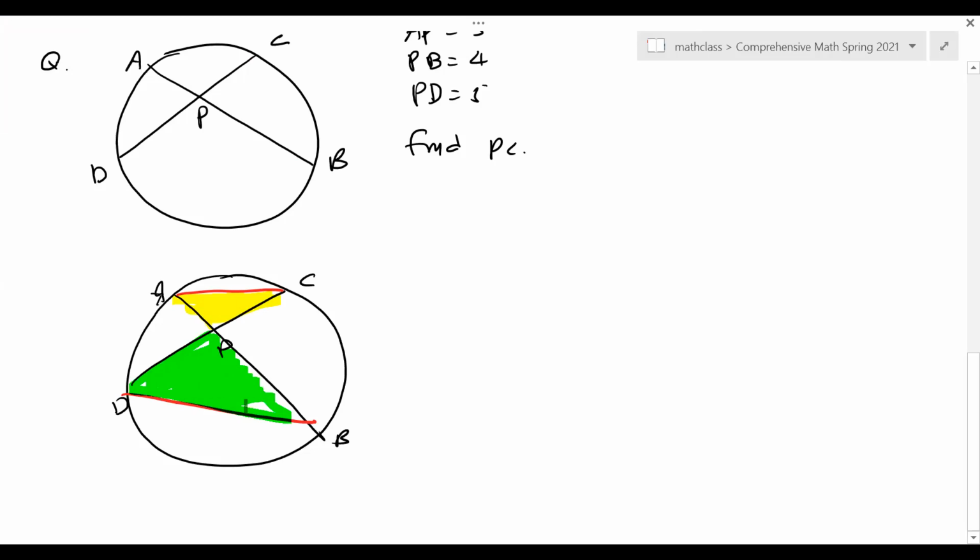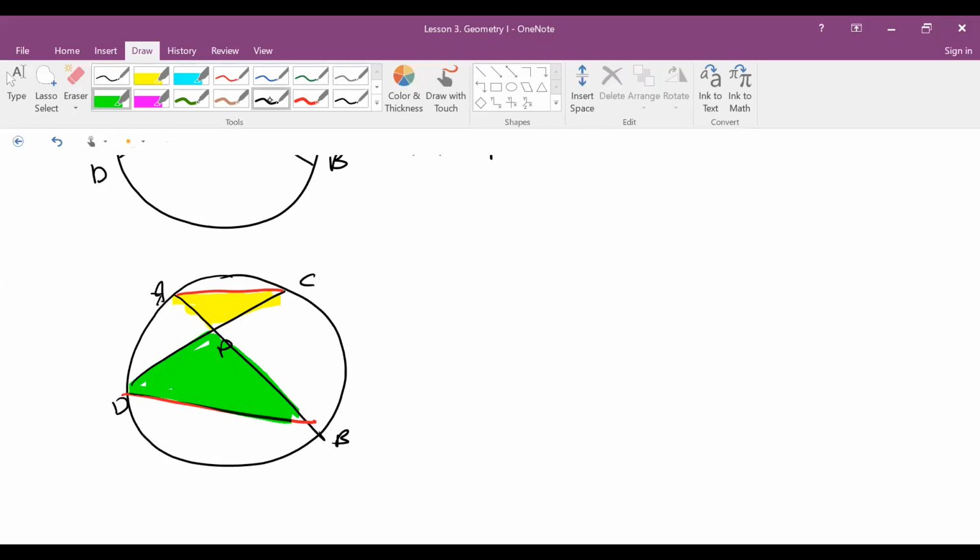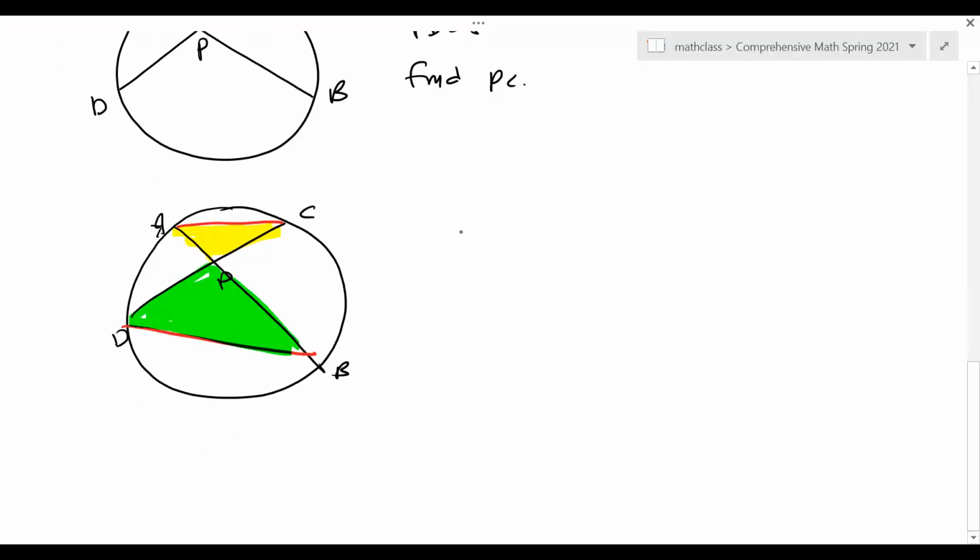Now, is there any similarity of the triangles? These 2 triangles. The answer is they're similar. So the triangle APC is similar to the triangle, actually, I use BPD. Why? Well, first of all, these 2 angles are equal, right? Alpha, alpha are equal.